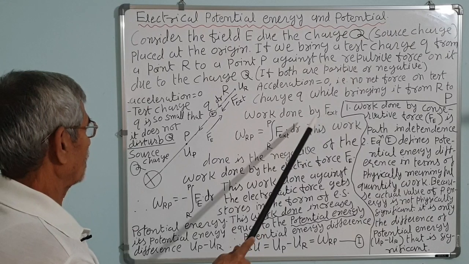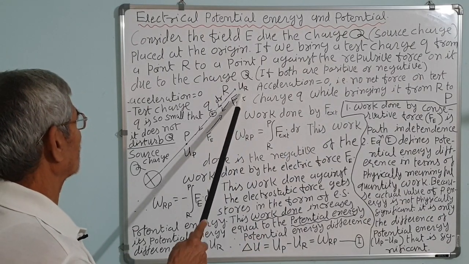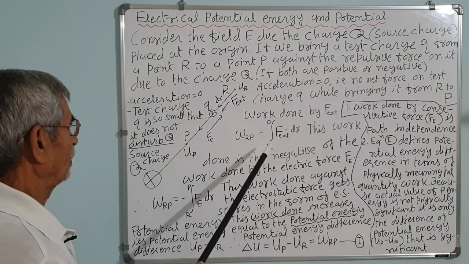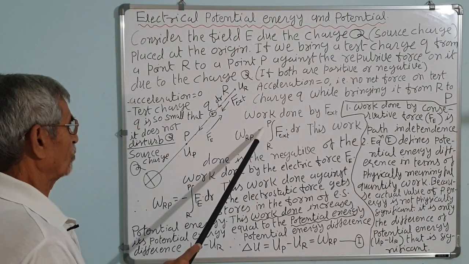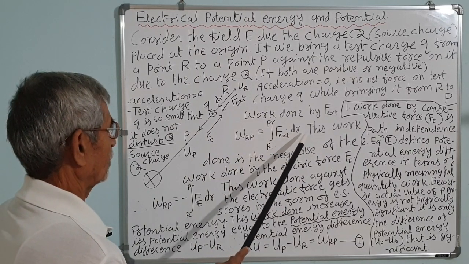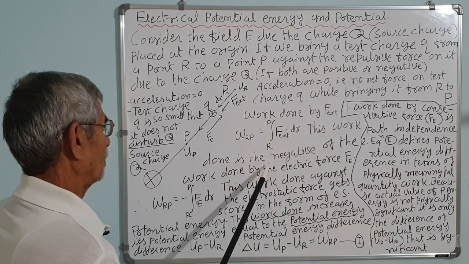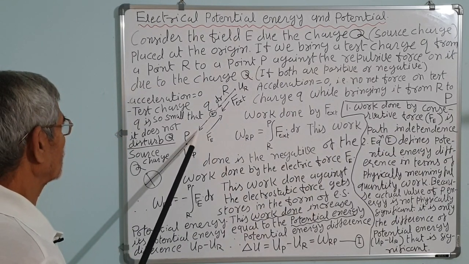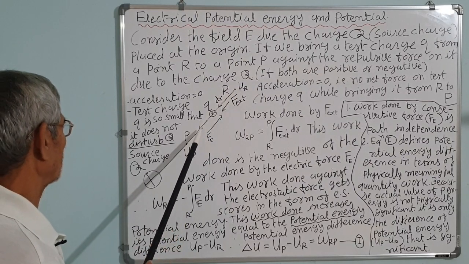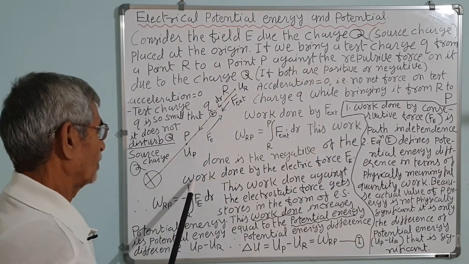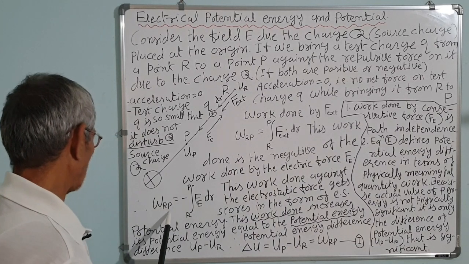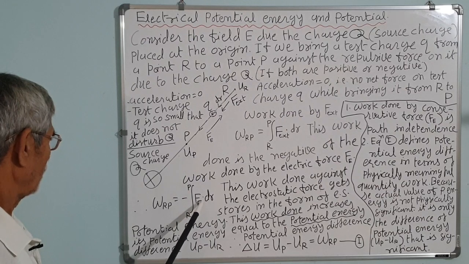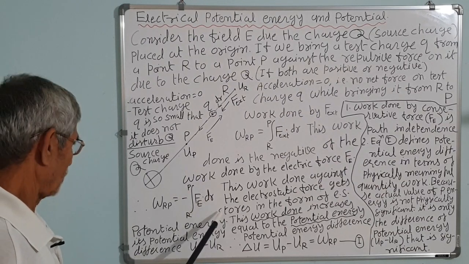The work done by external force is WRP from R to P. Work done in bringing the test charge q from R to P is equal to the integration from R to P of F external dot dr. This work done is the negative of the work done by the electric force. The electric force is in this direction, so this work done is positive, then the other work done will be negative. The work done by the electric force is WRP equal to minus, this is a negative work, integral from R to P of F electrical dot dr.